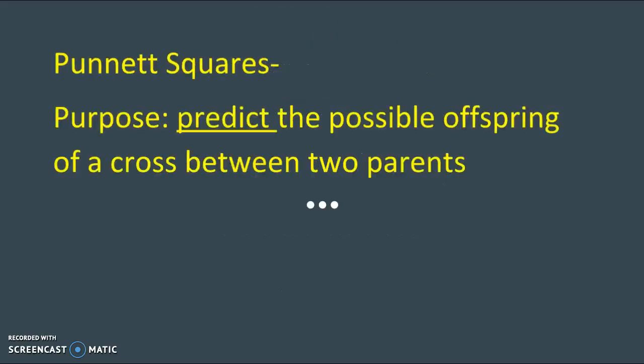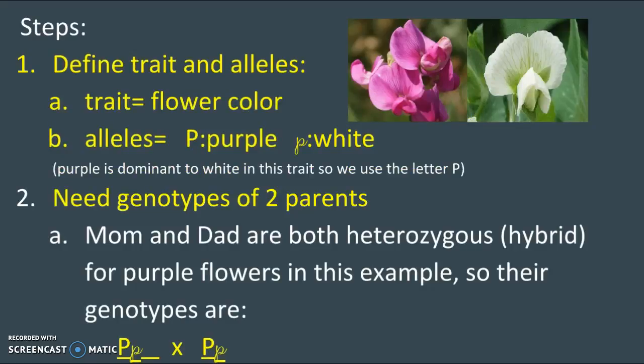Let's move on. A Punnett square, the purpose is to predict the possible offspring of a cross between two parents. So we will get started, and you may have to push pause to write some of this down, but I'm going to continue. The steps of a Punnett is to, number one, define the trait and alleles. We are going to use for this example the trait being flower color. We're going to talk about Mendel's pea plants either being purple or white, where purple is dominant to white. So we use the P because it's a dominant allele, and we use big P for purple, and the little p is a recessive allele for white.